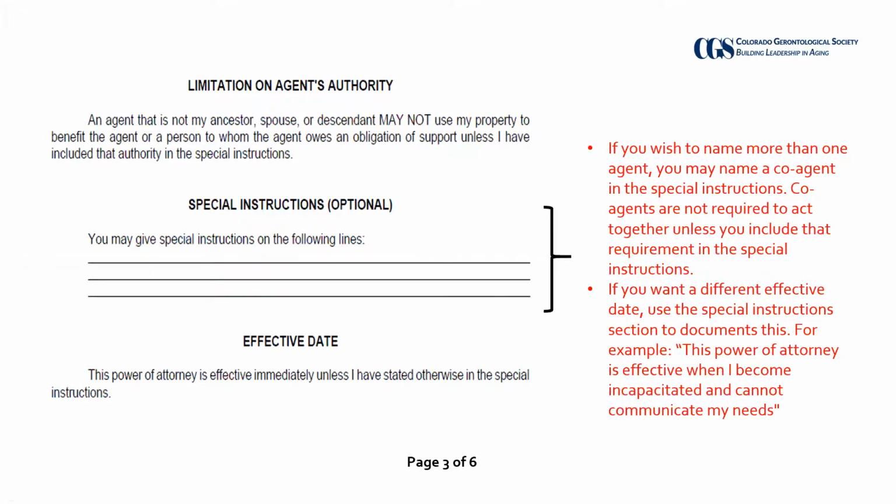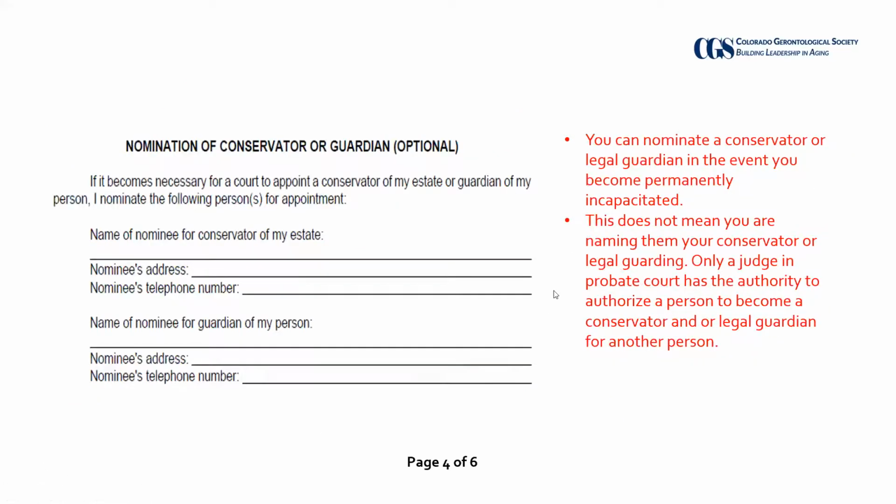Okay, so let's go to page 4 of 6. So 4 of 6, and please note that this area is completely optional. Nomination of conservatorship or guardian. This does not mean that you have given someone the authority to become your conservator or guardian. A person cannot do that. Only the court system can appoint a conservator and a guardian. Conservator takes care of finances, a guardian takes care of the medical piece.